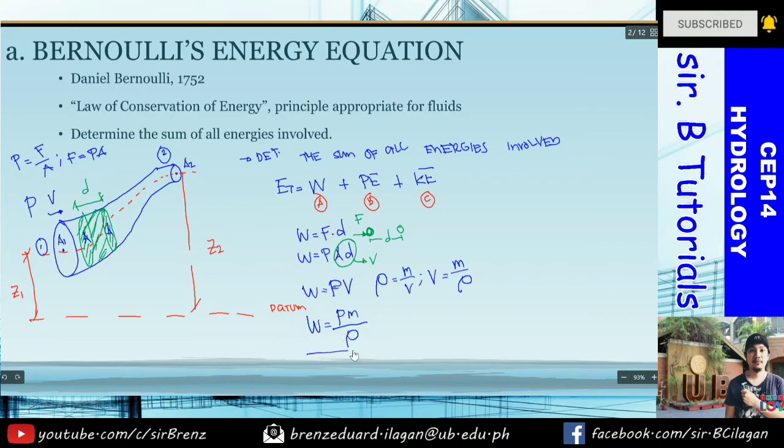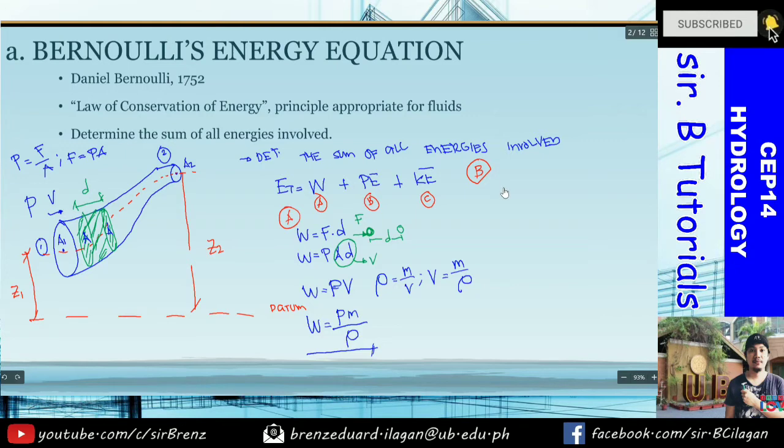So, this will be our equation for the work in terms of pressure and the density. Now, this time, what we will do is consider B, or the potential energy. So, what is our equation for potential energy, guys? If you're going to recall from your physics, what is it again?